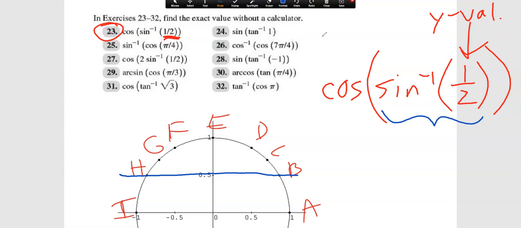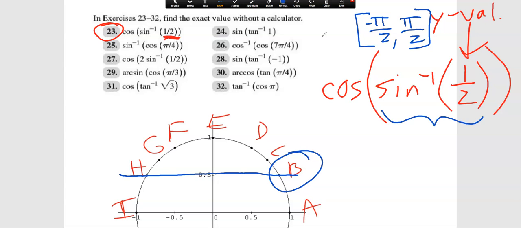You better narrow it down. Which one are we talking about? Are we talking about H or B? Because sine inverse only has a range which gives you one of those. What is the range of the inverse sine? It goes from negative pi over 2 to positive pi over 2, including the endpoints. So which one is it, H or B? It's over here at letter B.